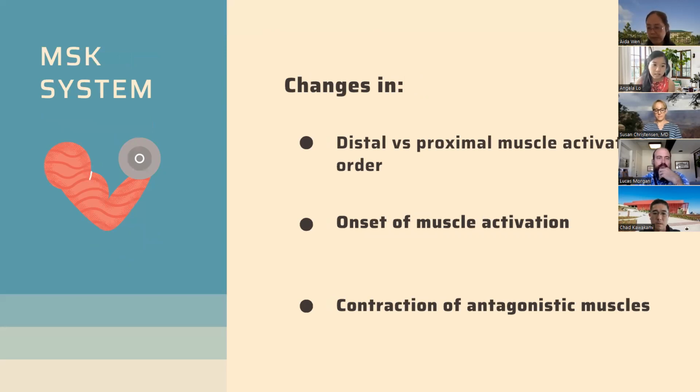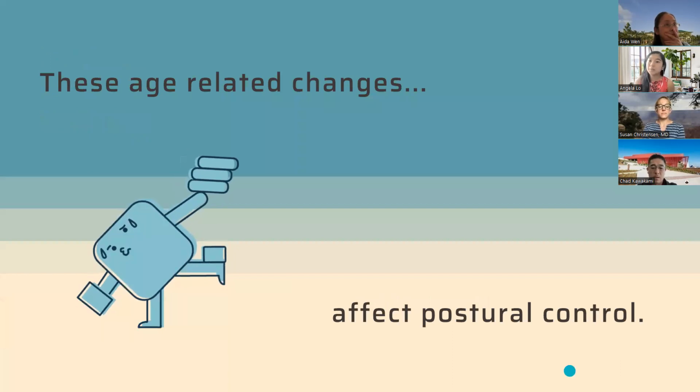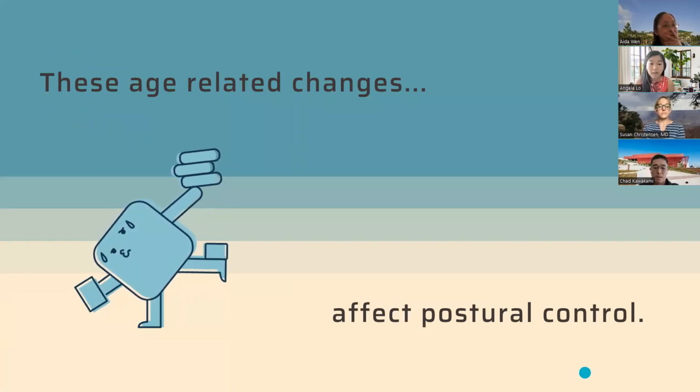Within the basal ganglia, you'll see decreases in neurons, dendrites, and neurotransmitters, and thus this affects postural control. And in our musculoskeletal system, as we get older, there are also changes in the distal versus proximal muscle activation order, the onset of muscle activation, and the contraction of antagonistic muscles. These changes cause a delayed ability to maintain postural stability and an upright posture. And then in our cardiovascular system, we'll see compromises in the baroreflex sensitivity, resting cerebral perfusion, and total body water. These can increase the risk for hypotension, orthostatic hypotension, and ultimately falls. So these age-related changes all affect postural control.